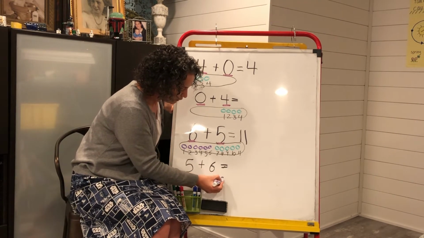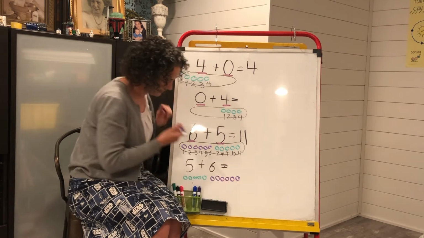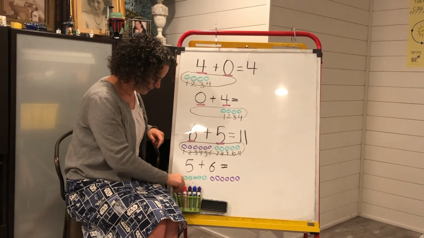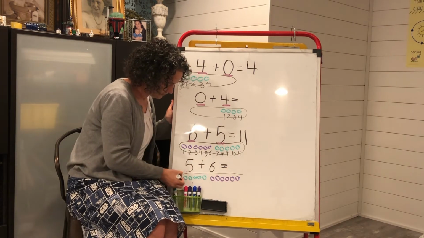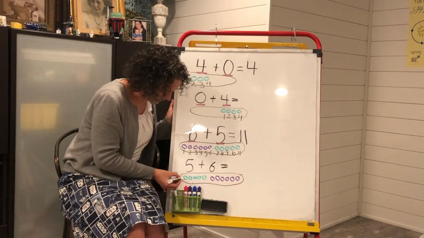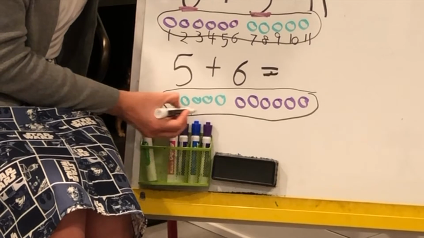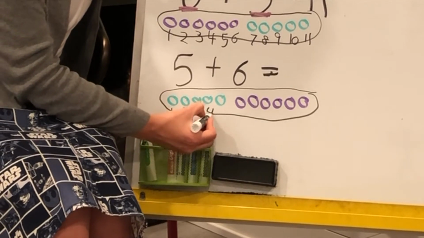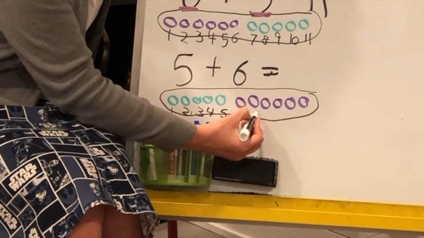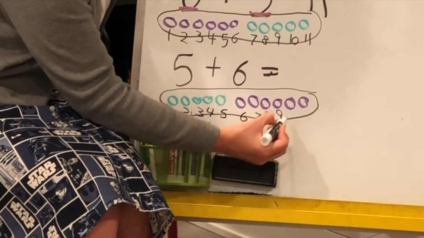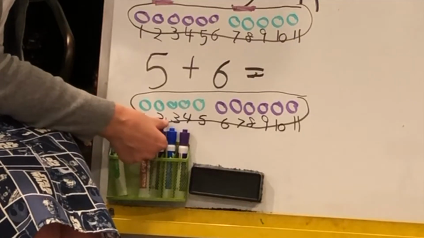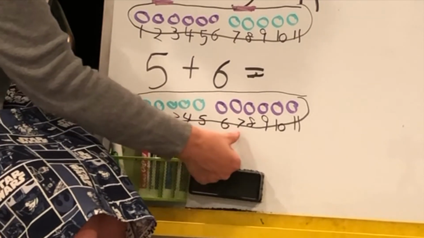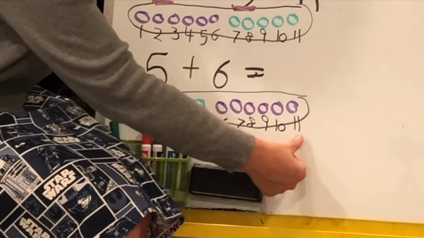1, 2, 3, 4, 5, 6. And I'm going to circle it up, my friends. And let's count. 1, 2, 3, 4, 5, 6, 7, 8, 9, 10, 11. Let's count it again, my friends. 1, 2, 3, 4, 5, 6, 7, 8, 9, 10, 11.